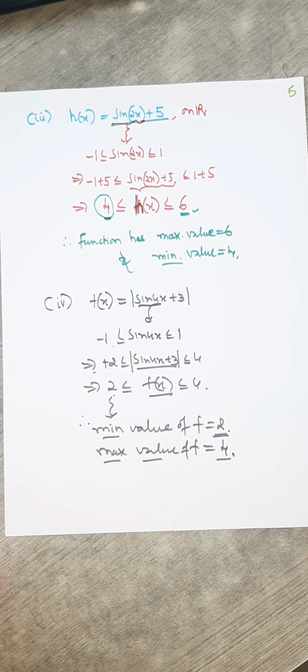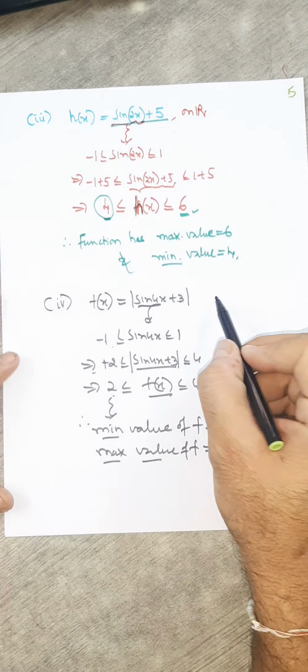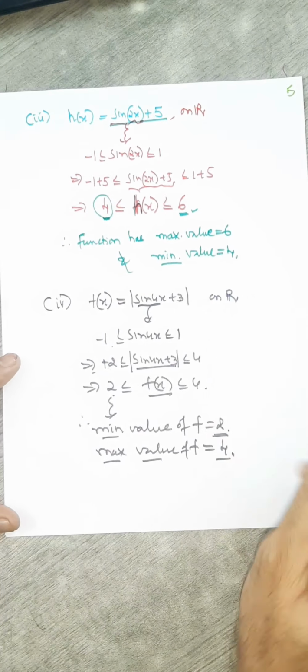We are asked to find the absolute maximum and minimum. We are not asked for the local maximum and minimum, remember, because here the domain is, what's the domain of the function? That is R. Nothing is given, that means the function is defined on R here. Now see the fifth sub question.